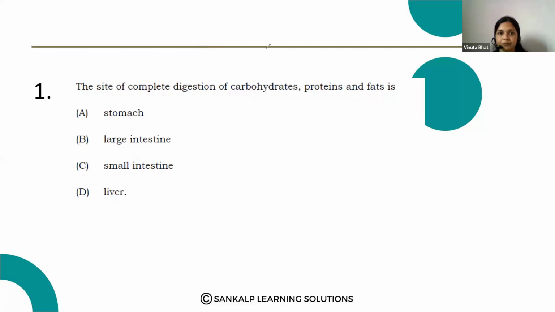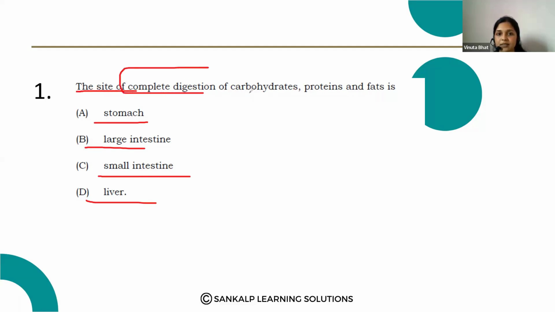First question. The site of complete digestion of carbohydrates, proteins and fats is: option A, stomach; option B, large intestine; option C, small intestine; option D, liver. The site of complete digestion. See the definition, complete digestion.